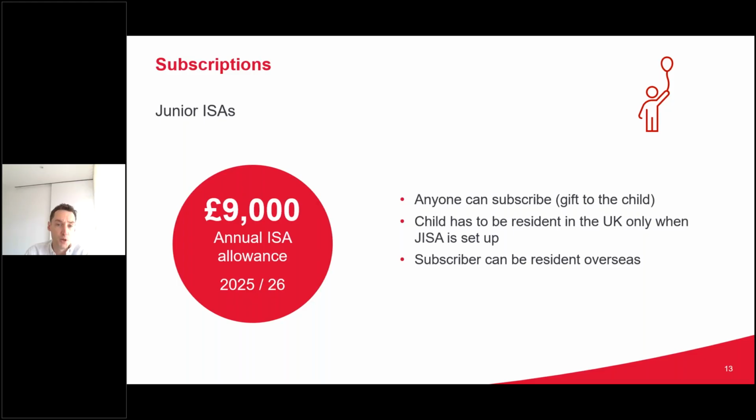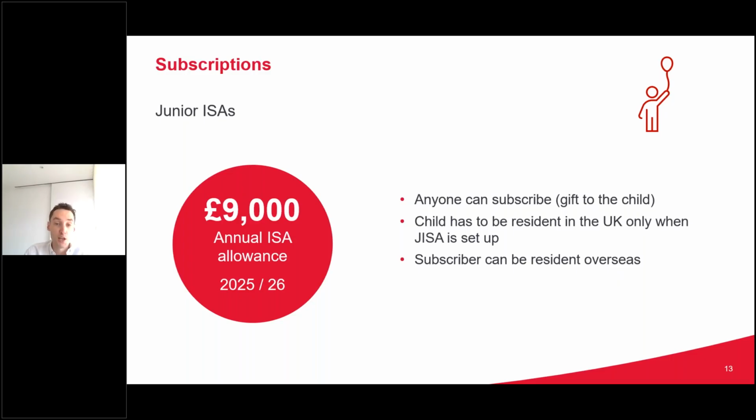So just one thing to be aware of. As long as the child was a UK resident once the junior ISA was set up, it remains a valid junior ISA until the child turns 18. So even if the child moves overseas, they can still have the junior ISA funded on their behalf.